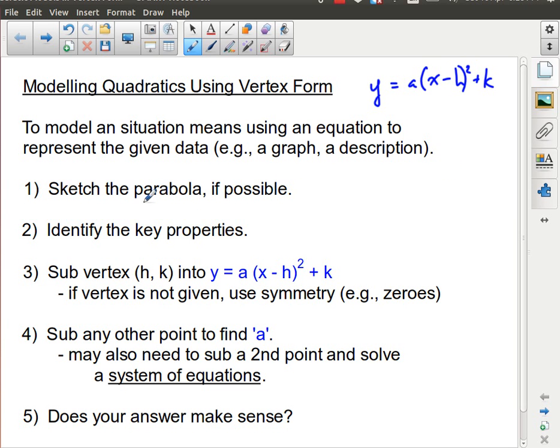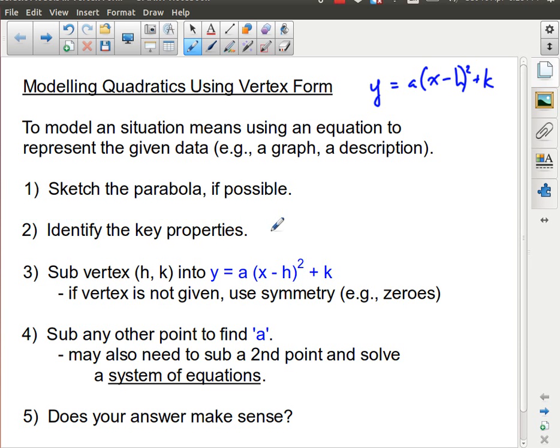So in the case of a quadratic, let's imagine it's a picture or something that can be described with a picture. If at all possible, try to come up with at least a sketch of the parabola that applies to the given data or the given situation. If the graph is given to you already, all the better. Identify the key properties if you can.